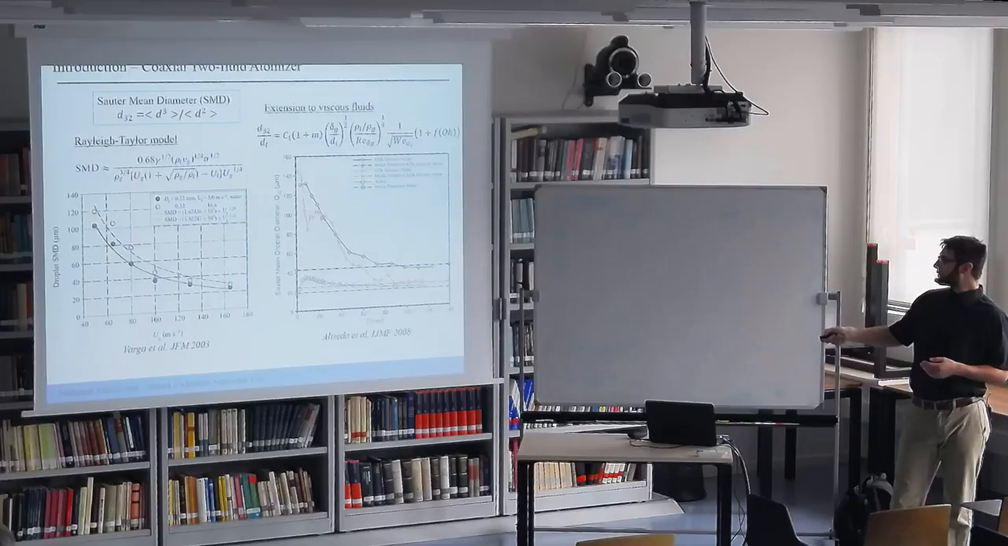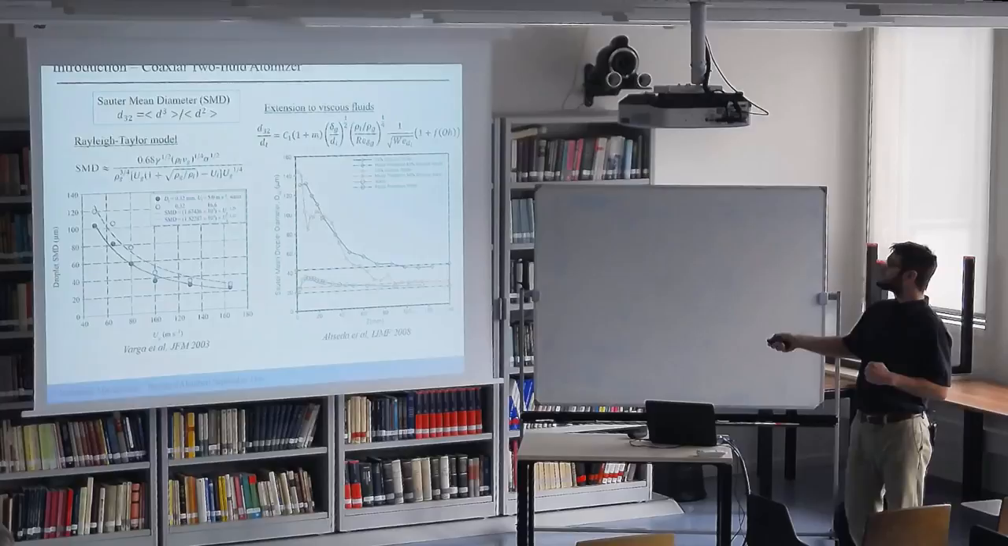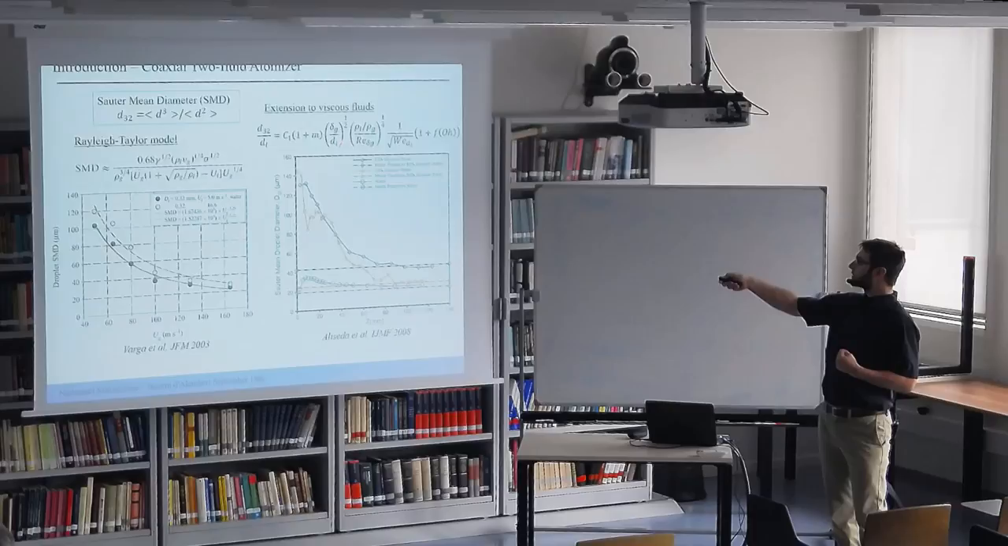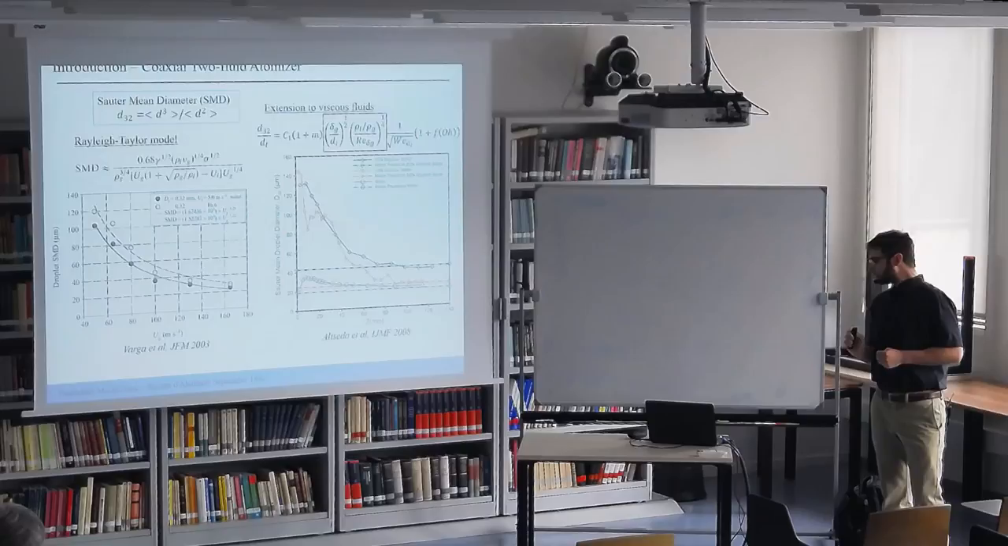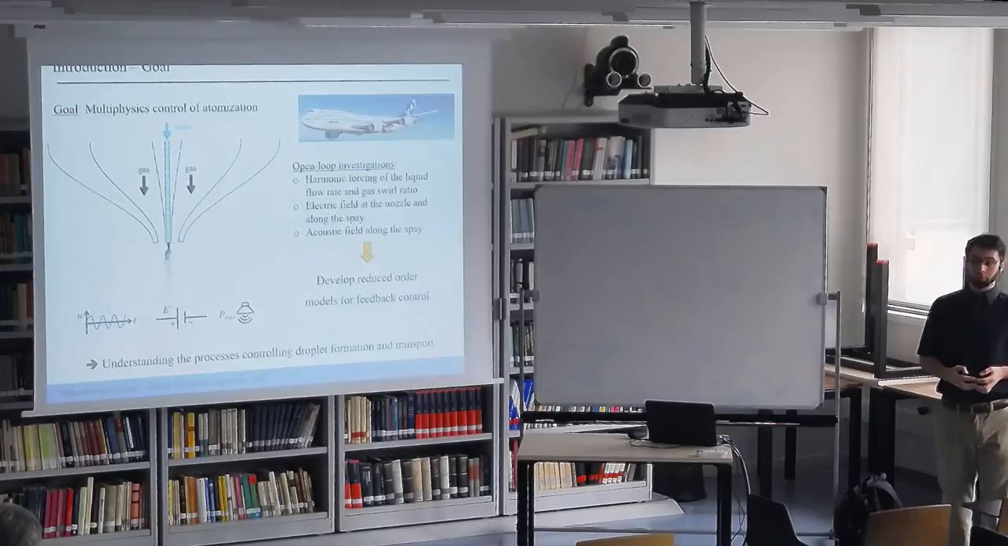And in the late 2000s, this was extended to the case of viscous fluid. And what you see is that, of course, this diameter decreases strongly with the gas speed, but there's also a strong dependence on the gas boundary layer at the interface of the liquid, which you see here and there. So, the goal of our project is to demonstrate the multi-physics control of this atomization.